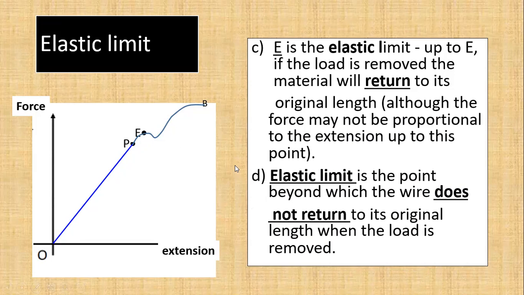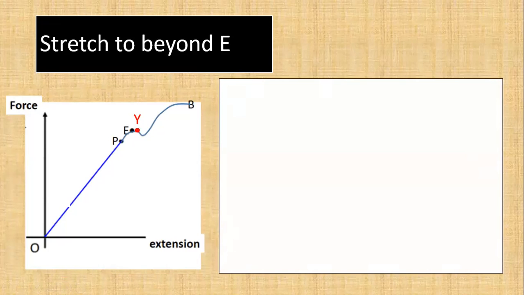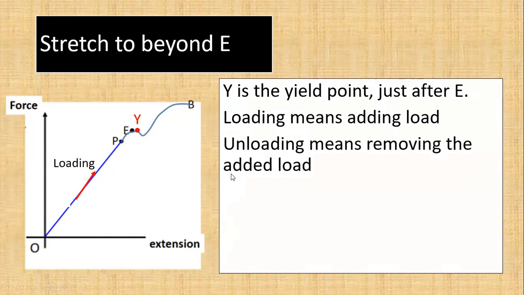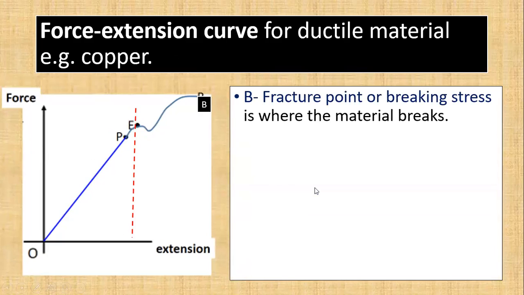We can do experiment to find it. After E, slightly after E is your Y. I don't have to worry exactly where, just after E. Right? Don't be too far away, just slightly after E. Yield point. Loading means you add load. So we usually show an arrow there. That's where we add the load. Unloading means we remove the load. Right? B is called the fracture point or breaking stress, where the material breaks.